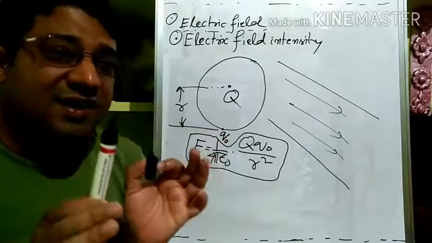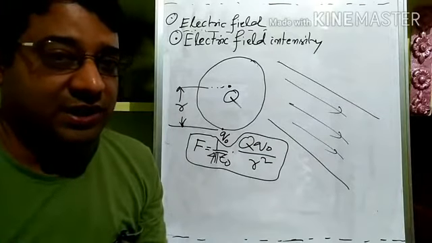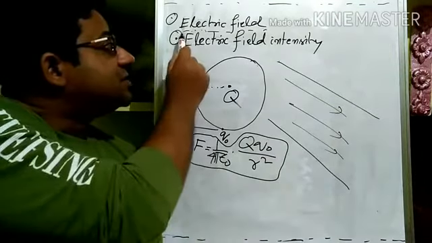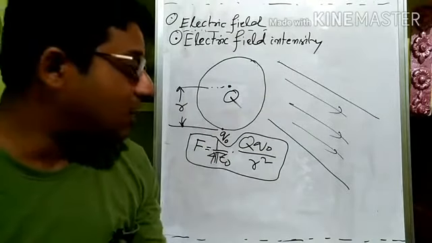So measuring is the next step of understanding a physical quantity theoretically. Okay. So the measurement of electric field is electric field intensity. Let me explain how.